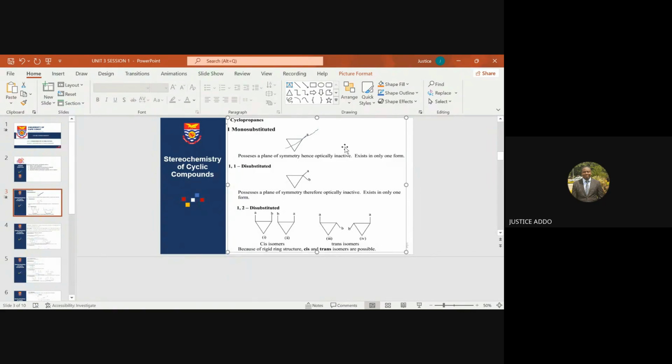So let me give you an example. You have your pens close to you. Yes, all right. So all of you should take this compound, methyl cyclopropane. Draw the structure.